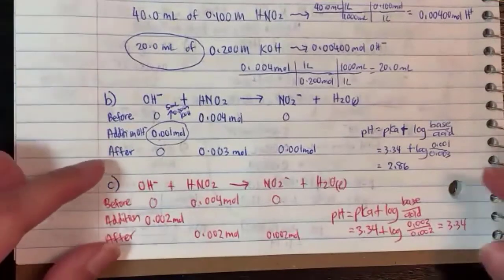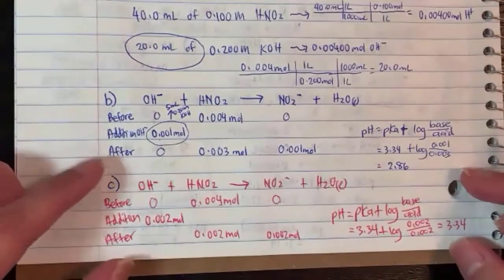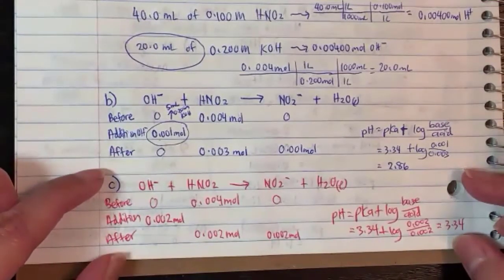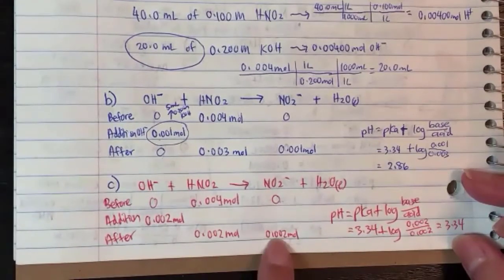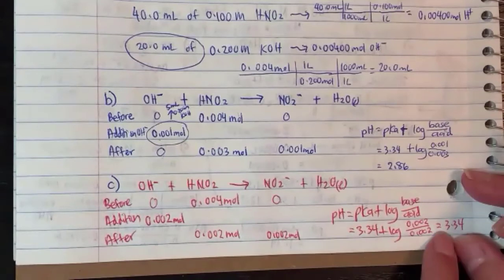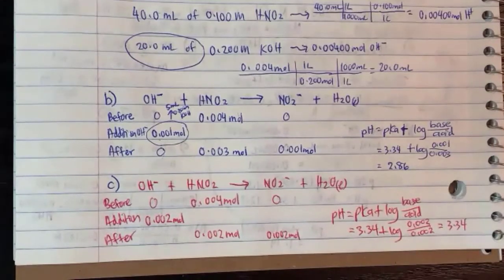Okay, so just remember this. You don't have to do this part. If you remember, at half equivalence point, the base and the acid ratio is exactly the same, which means pH will be equal to the pKa at that point. Now, let's continue. So we did ABC.